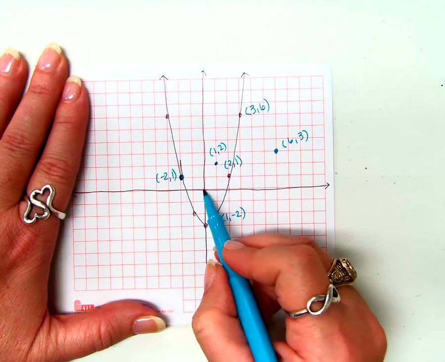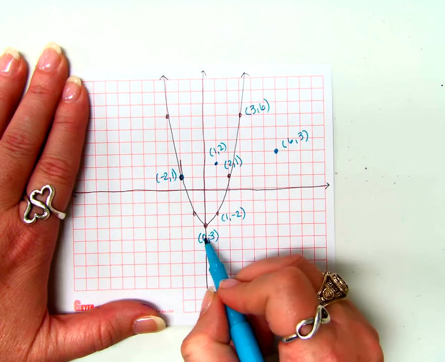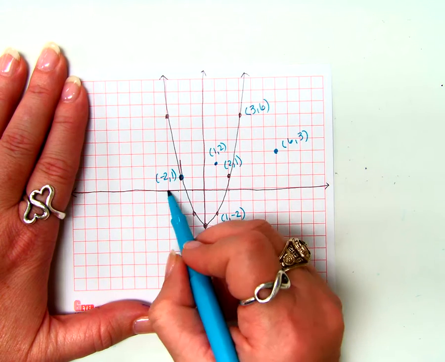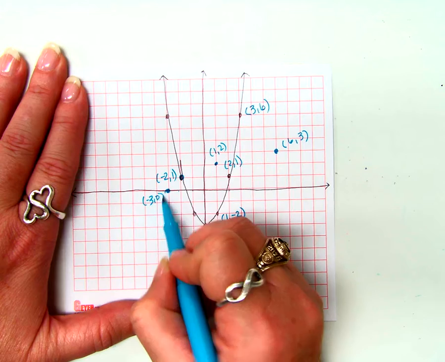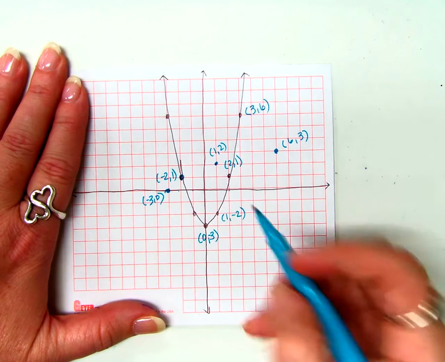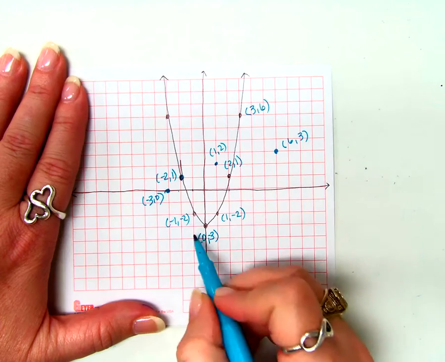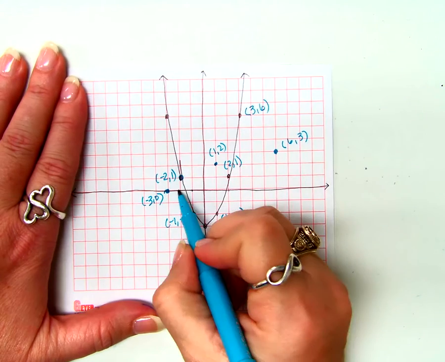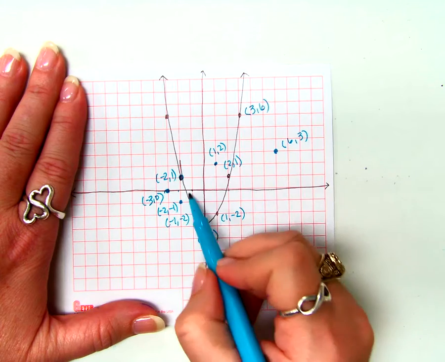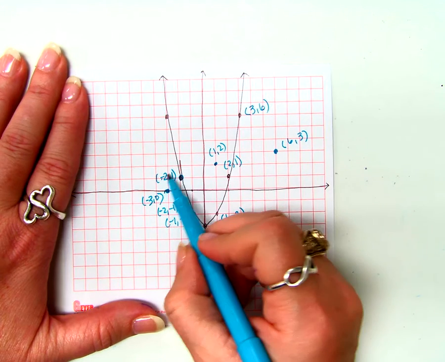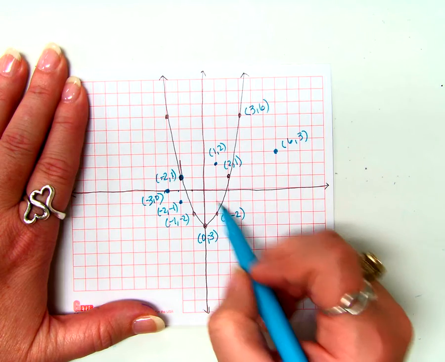This point right here is 0, negative 3. So negative 3, 0 would be the inverse of that point. Excuse me. This point is negative 1, negative 2. So negative 2, negative 1 would be the point I would plot there. Right there. This point, negative 2, 1 would be 1, negative 2, and I already have that plotted right there because they were inverse of each other.